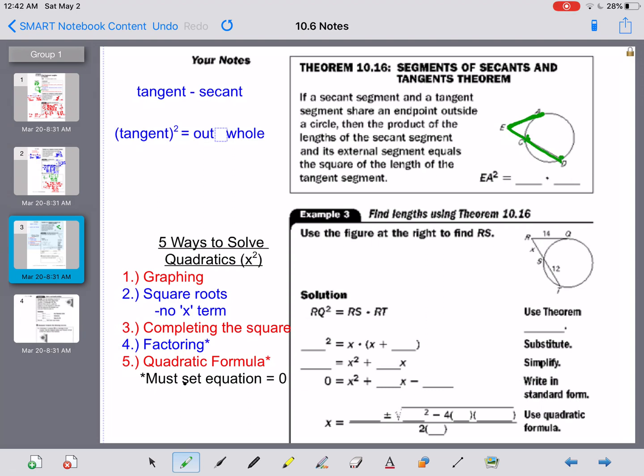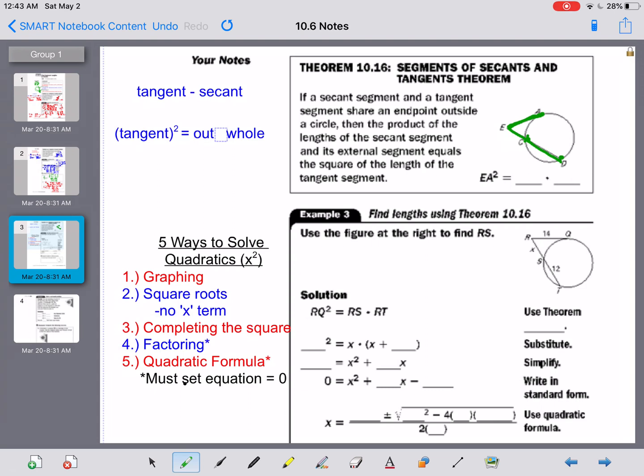It says if a secant segment and a tangent segment share an endpoint outside a circle, then the product of the lengths of the secant segment and its external segment equals the square of the length of the tangent segment. All right, what is this really saying? One thing I want to remind you of is when we did two chords, we did part times part equals part times part. When we did two secants, we did out times whole equals out times whole. Every time we multiplied two things together on either side of the equal sign.